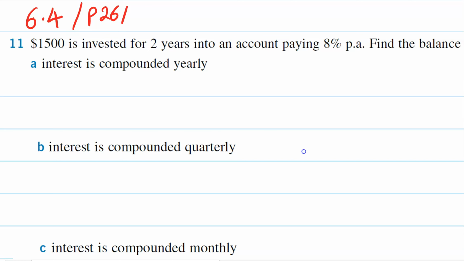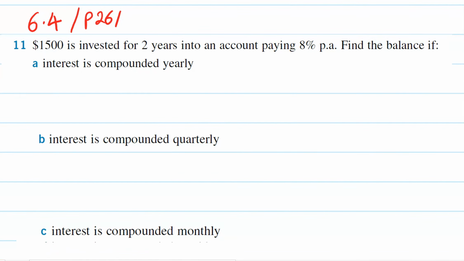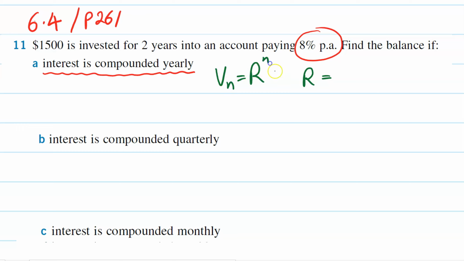$1,500 invested for 2 years, paying 8% per annum. We need to calculate the interest compounded yearly. For capital R in the formula, Vn is equal to R to the n times V0, where V0 is the initial value and Vn is the value at the nth period, in this case the nth year, because we are looking at years.